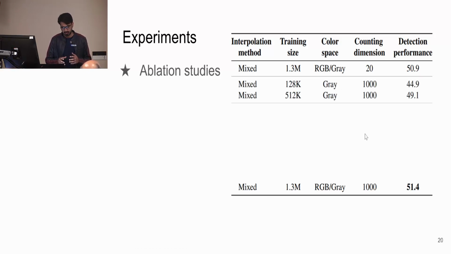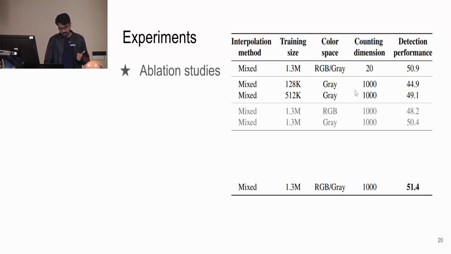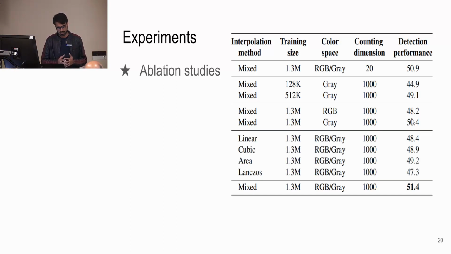So they changed the training dataset size, and they noticed that indeed the performance degrades when they have less data for training. They tested with the RGB images and grayscale images separately, and they noticed that for RGB images their performance drops. And they tested with 4 different interpolation methods, which have similar sort of results.